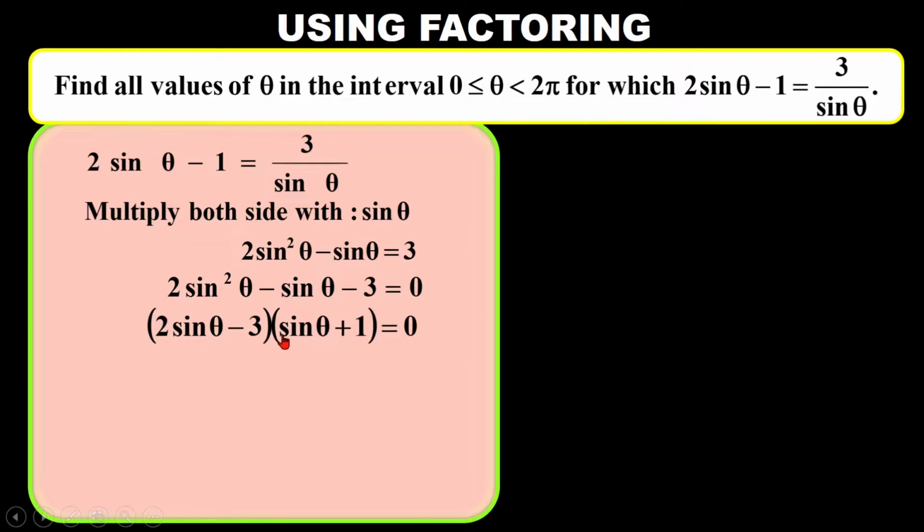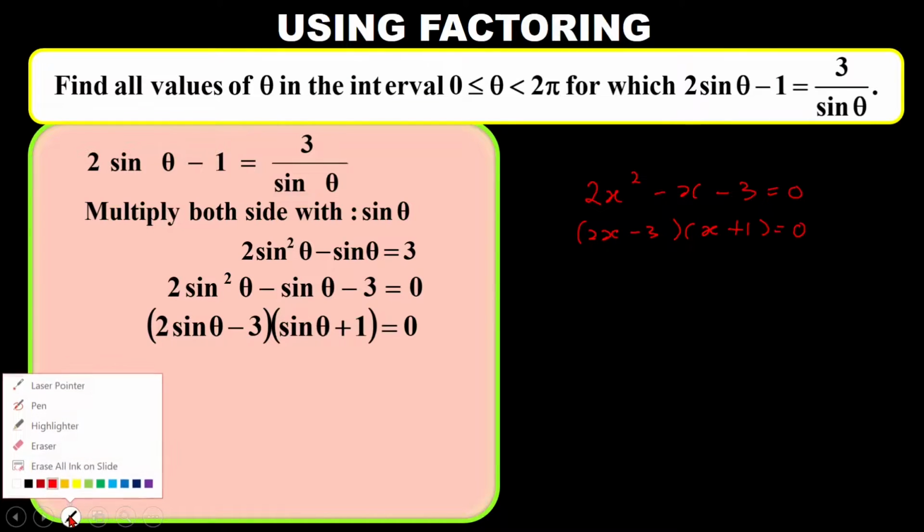Now, this is the same thing that we do when we are factorizing a quadratic function. Let me show you. Let's say I have 2x squared minus x minus 3 equals to 0. This can be factorized into 2x minus 3 and x plus 1 equals to 0. Do you see the similarity? They are the same, right? The only thing is, this time, the place of x is sine theta.